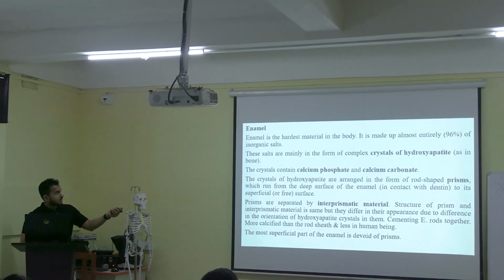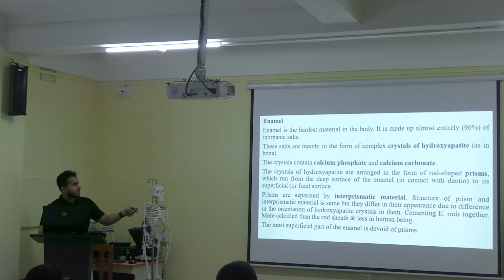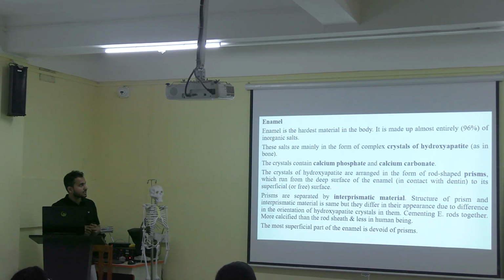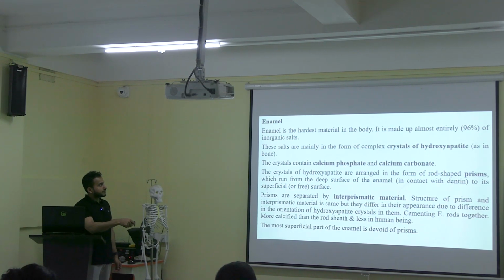As I said, the enamel is the hardest material, made up of 96% inorganic salts. The inorganic salts are in the form of crystals. This is the hydroxyapatite crystal, and it is made up of calcium phosphate and calcium carbonate.